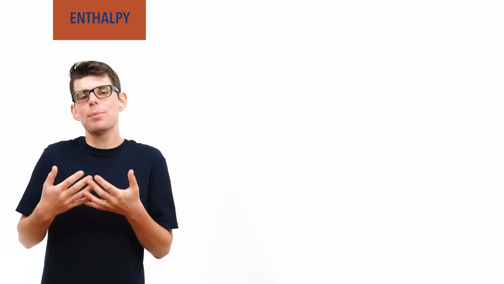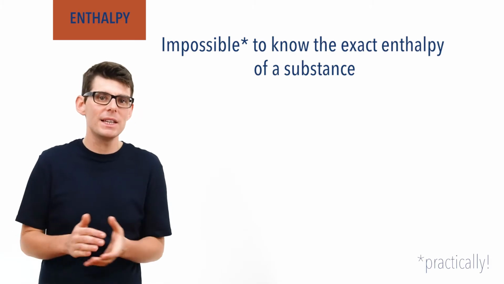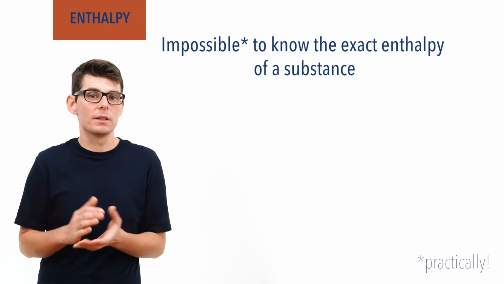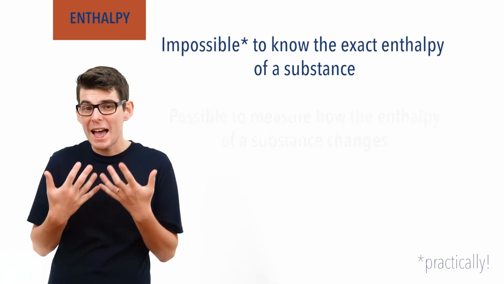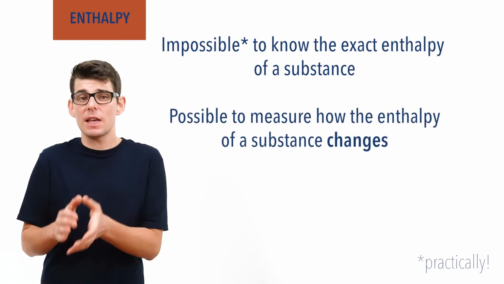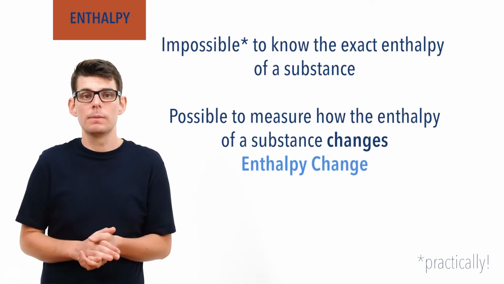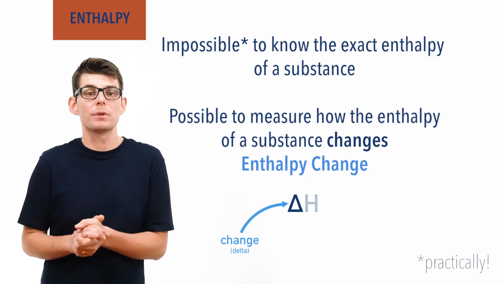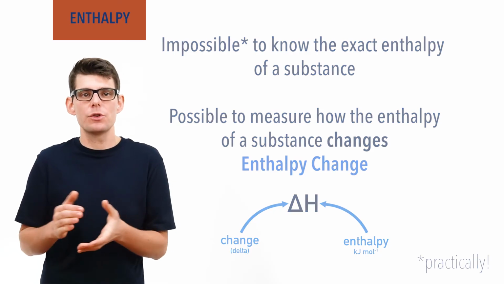It is practically impossible to know the exact enthalpy of a substance, as there are many things to consider. Just thinking about the energy concerning an atom's nucleus is enough to make your head hurt. It is possible, however, to measure how the enthalpy of a substance changes when it reacts. This means in chemistry, we work with enthalpy changes rather than total enthalpy values. Enthalpy changes are shown with a delta symbol, meaning change, and a capital H, enthalpy, and we often refer to them simply as delta H.